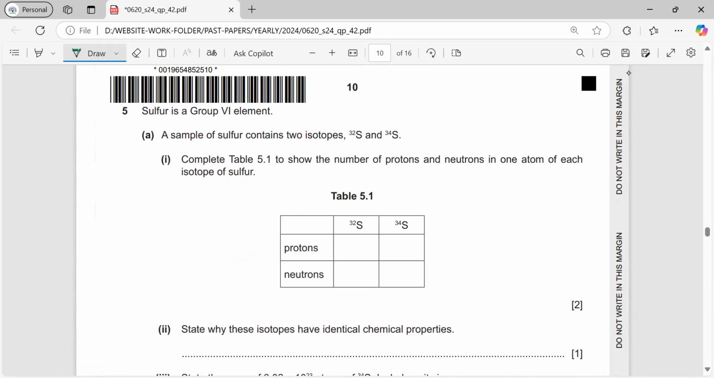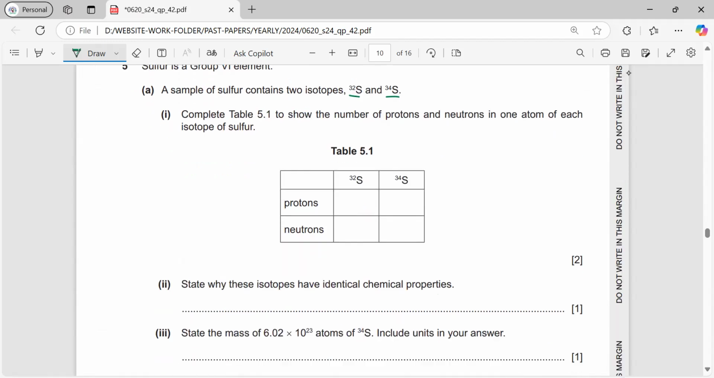Next question. Sulfur is a group 6 element. A sample of sulfur contains two isotopes, S32 and S34. Now, we have to complete the table. These are two isotopes and the proton number is the same as their atomic number. If we see the periodic table, the sulfur atomic number is 16. So the number of protons will be 16 and 16 in both of them. As for the neutrons in sulfur 32, we will do 32 minus 16, so it's 16. And for sulfur 34, 34 minus 16, it comes out to be 18.